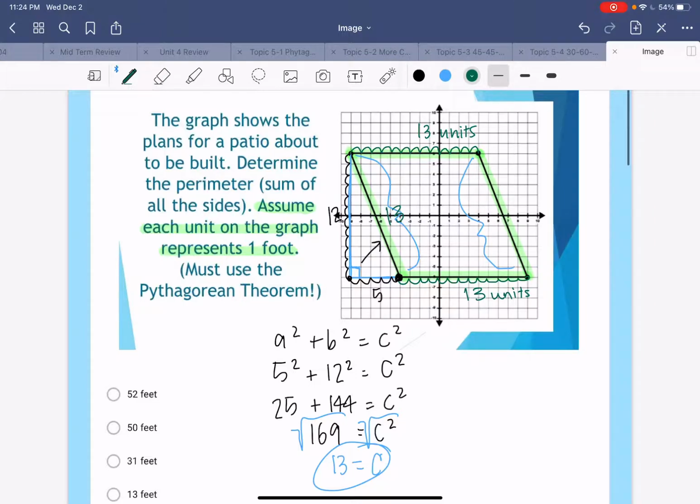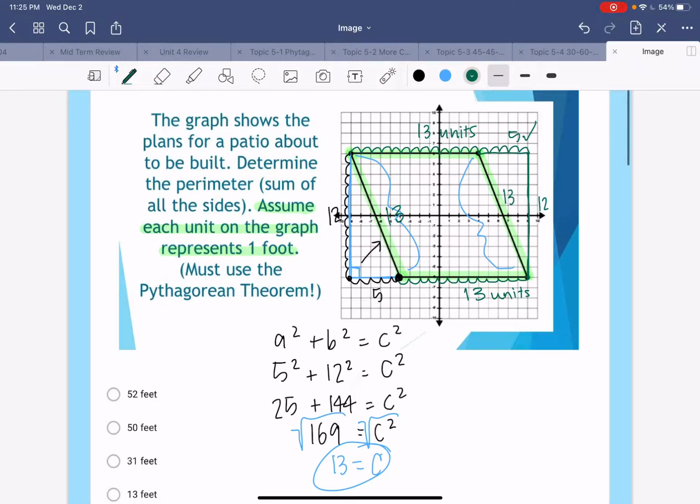Just to be sure, we're going to count to make sure the legs are the same length. Because if the legs are the same length, then the Pythagorean theorem is going to get us the same answer. So we have 1, 2, 3, 4, 5. Okay, that's good. Then we have 1, 2, 3, 4, 5, 6, 7, 9, 10, 11, 12. 12. Yep, we're good. So this one's also 13 units long.